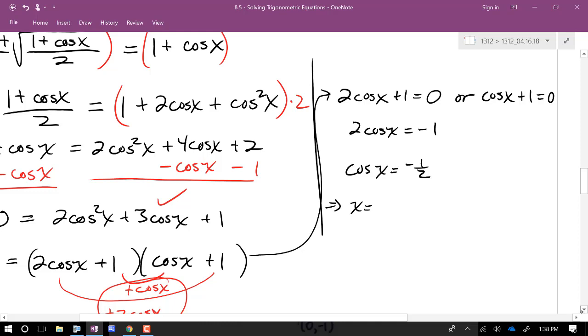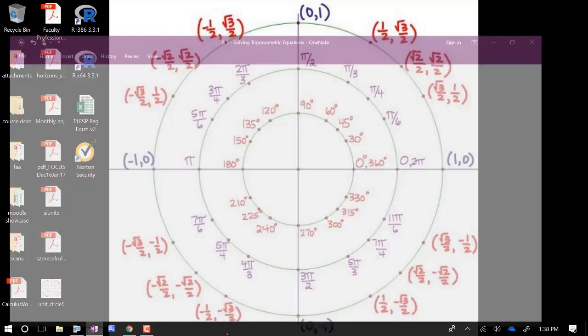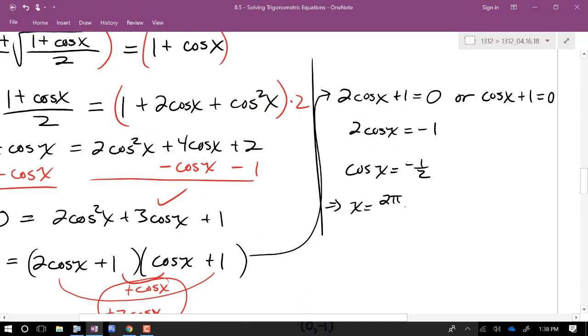Where is cosine equal to negative a half? Oh, sorry. Cosine, not sine. So what's the other one? 4 pi over 3. Yep. So just sort of reflected, right, flipped across the x-axis. So 2 pi over 3 and 4 pi over 3.